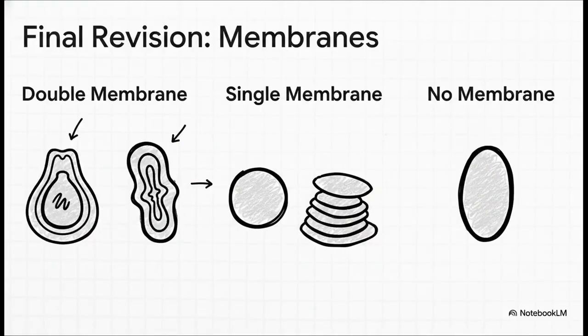Okay, class, before we wrap up, here's a really important takeaway for your notes. A great way to organize your thinking about these organelles is by their membranes. Some of the big players, the nucleus, mitochondria, plastids, they have a double membrane. A whole bunch of others have just a single one. And then you have the little ribosome, the protein factory, with no membrane at all. Remembering this will really help you keep them all straight.